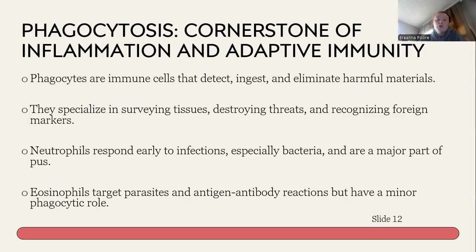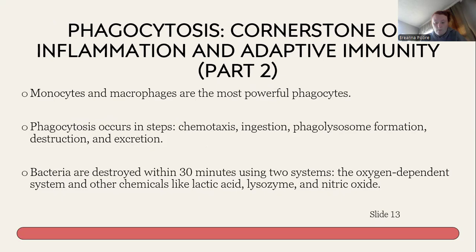Neutrophils respond early to infections, especially bacteria, and they are a major part of pus. Eosinophils target parasites and antigen-antibody reactions, but have a minor phagocytic role. Part 2 to the slide before: phagocytosis, cornerstone of inflammation and adaptive immunity.